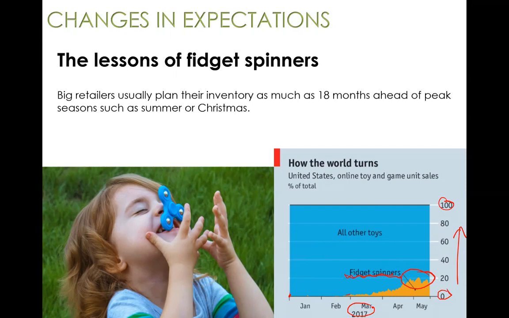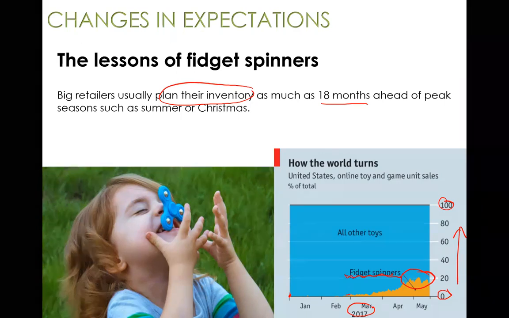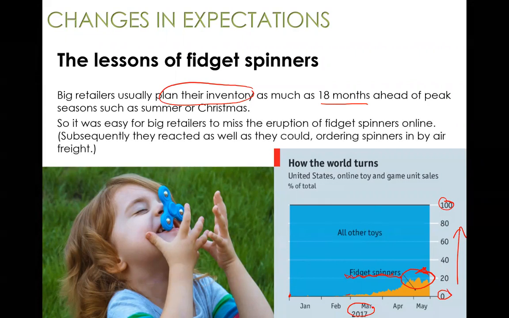The big retailers usually plan their inventory as much as 18 months ahead of peak season, such as summer or Christmas. If something so popular or so viral shows up, typically those big retailers may not have the ability to swiftly change the supply. Right, that's a lesson.